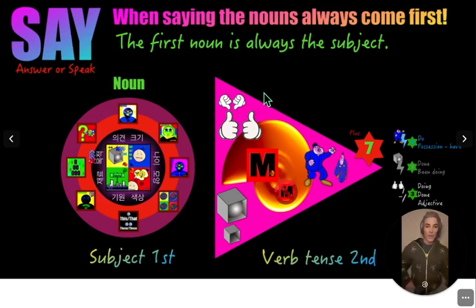Okay. So in this here it says say. To say is to answer or speak. So when saying, the nouns always come first. The first noun is always the subject. So here is a representation of a subject, a noun. Subject is first and verb tense comes second.